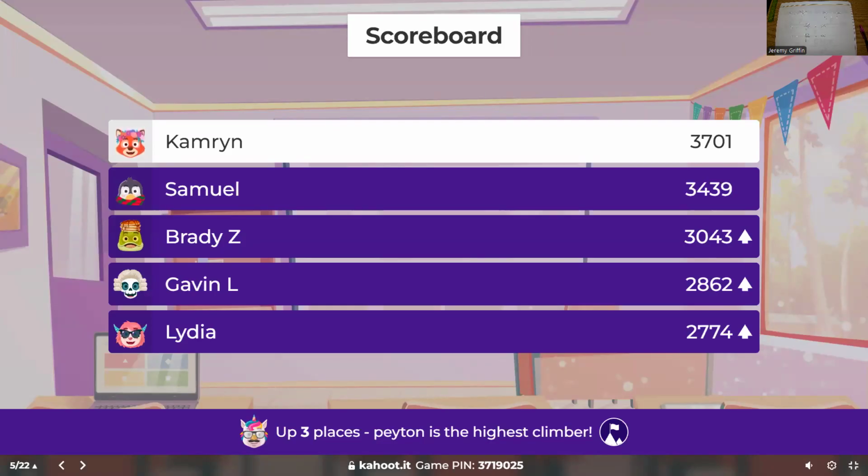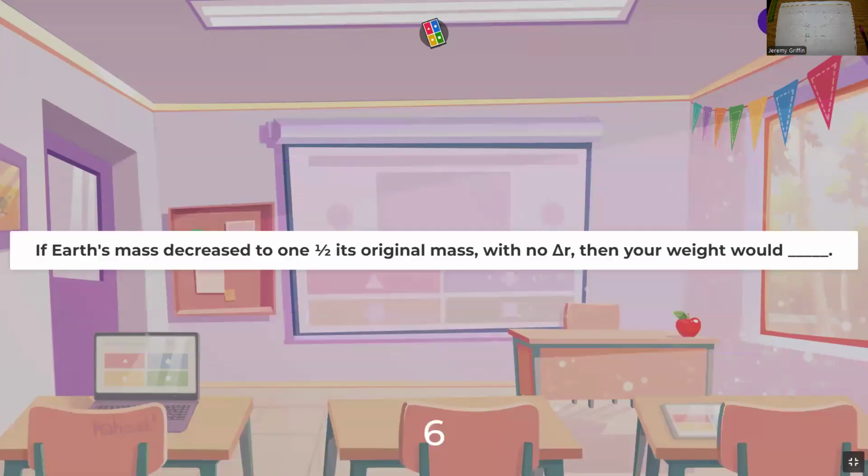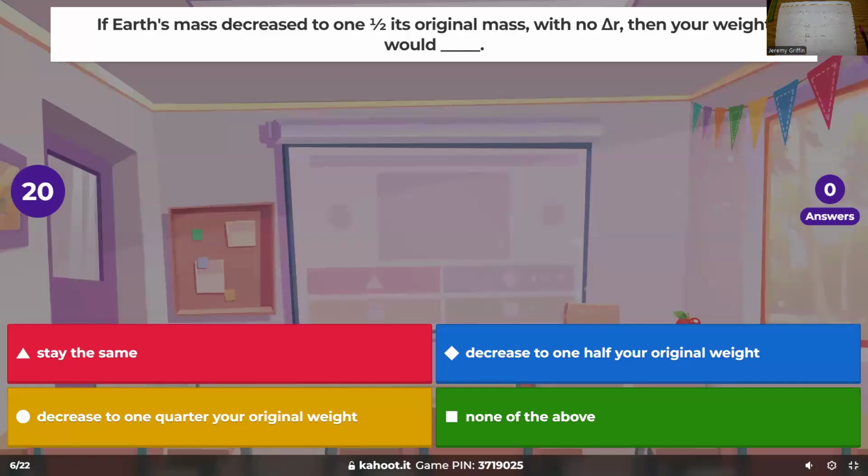Lydia, Gavin, Brady, Samuel, Cameron. If the Earth's mass decreased to half of its original mass with no change in radius, your weight would what?